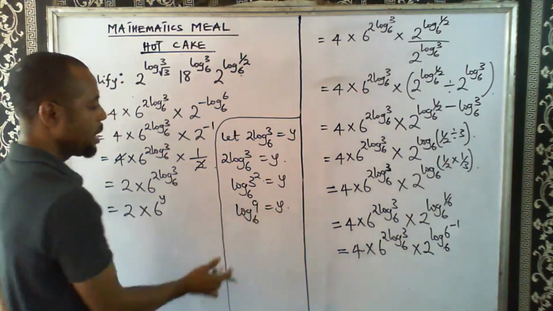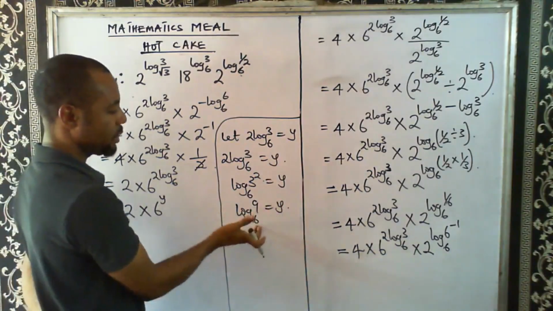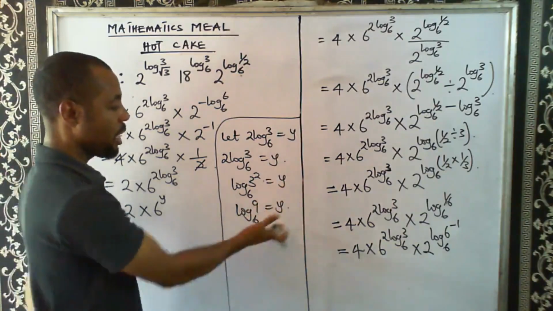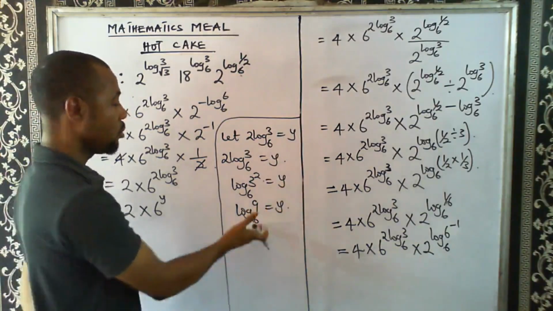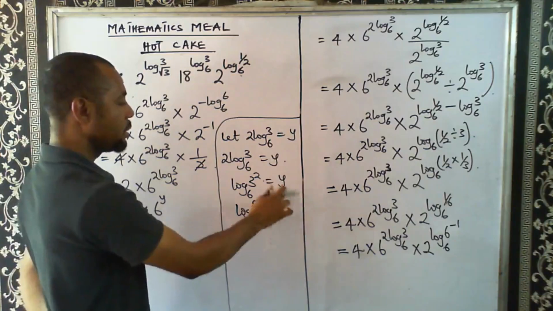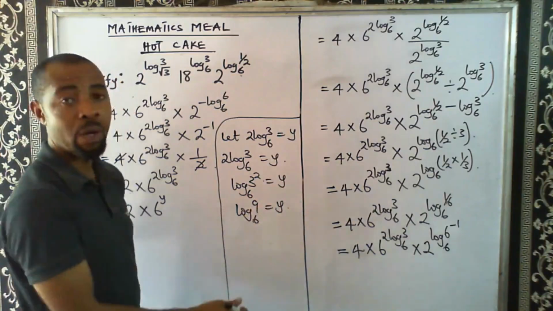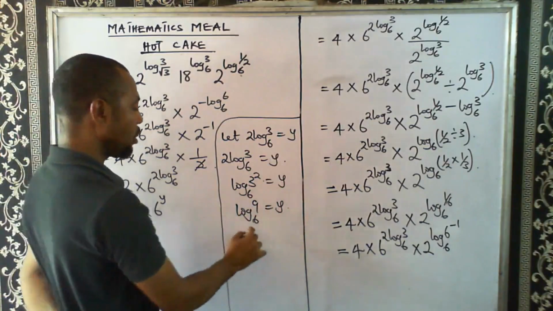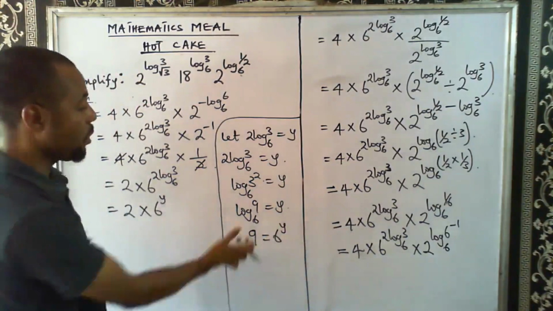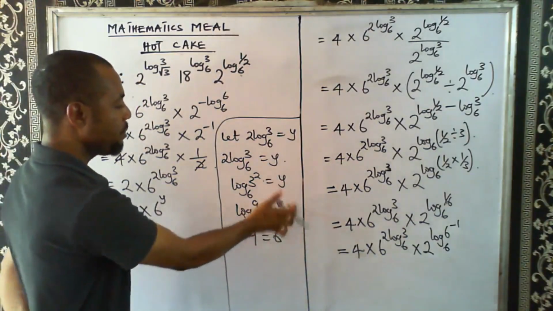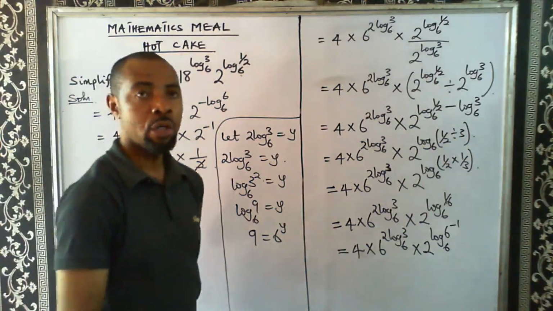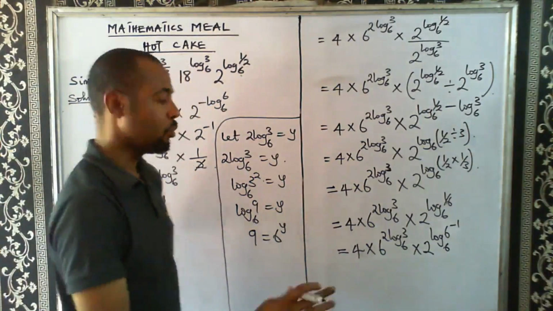Now, in logarithm, when we take the base to the other side of the equation, any term here will become the power of the base. So when we remove the log, we can write this as 9 is equal to 6 raised to power y. The term here becomes the power of the base, then take away the logarithm. If you watch our video on theory of logarithm, you will understand this law.